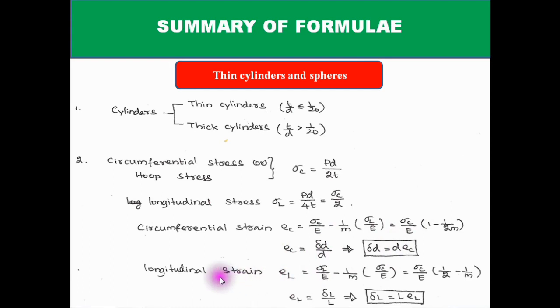And similarly, longitudinal strain EL is given by this formula. In longitudinal direction, due to the pressure in the cylinder, the length is changing, hence longitudinal strain EL can be written as change in length by original length.